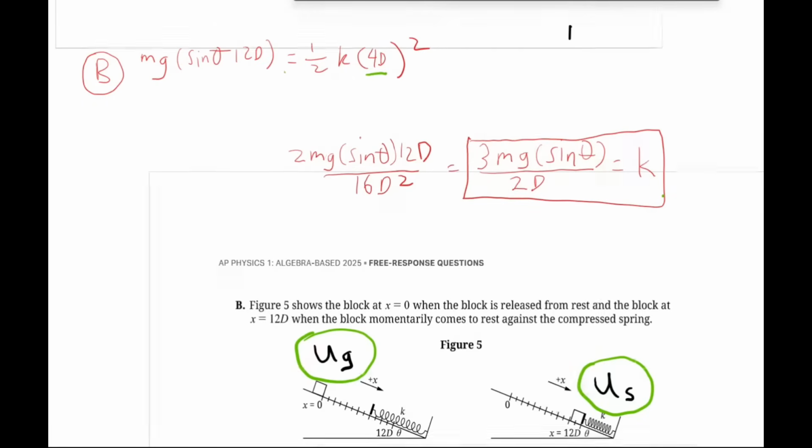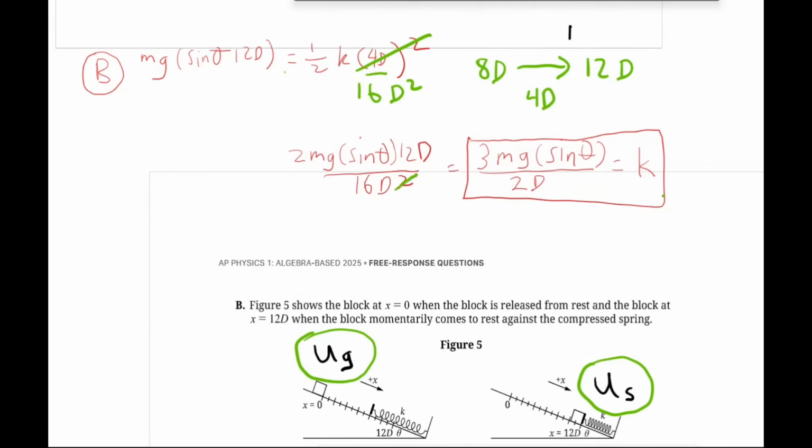Okay, now I put 4d because remember it started to contact the spring at 8d, and then it came to rest at 12d. So the amount of compression it got was a distance of 4d. So when you square that, that becomes 16d squared. If you take the 1/2 and multiply both sides by 2, that brings a 2 right next to the mg, and then you divide both sides by 16d squared.